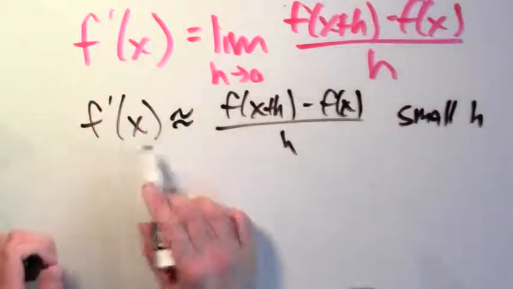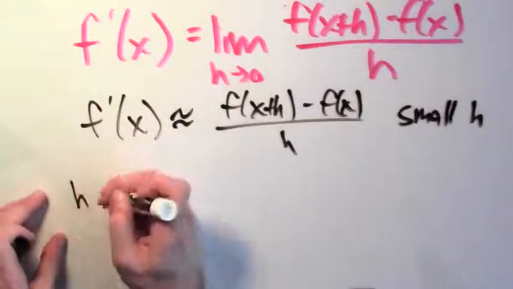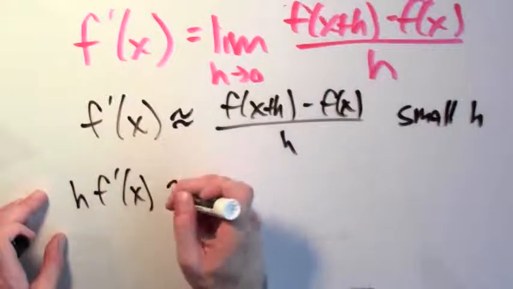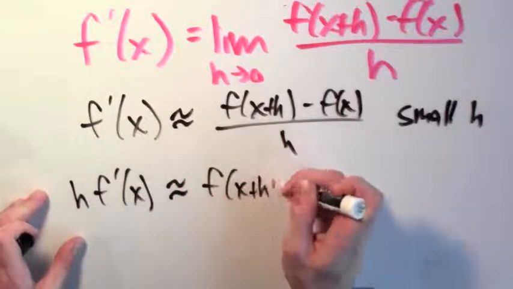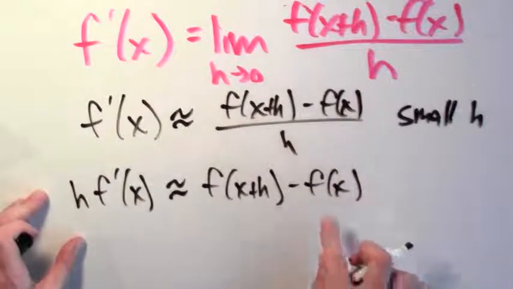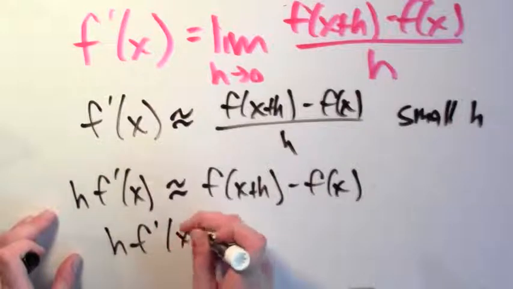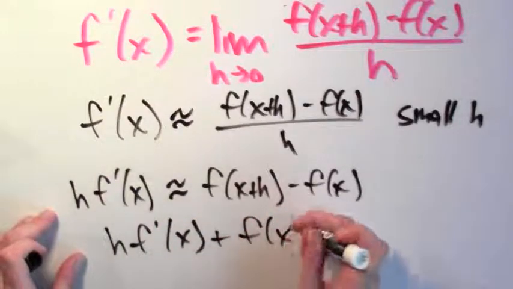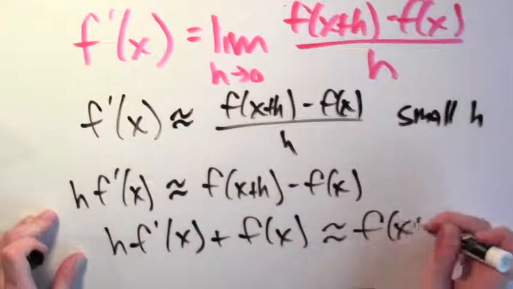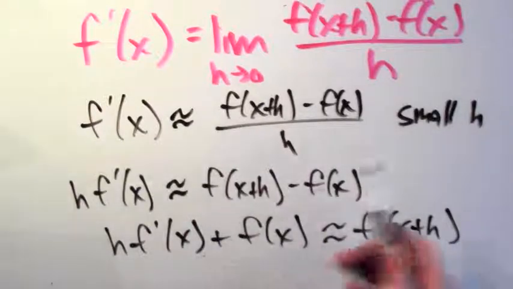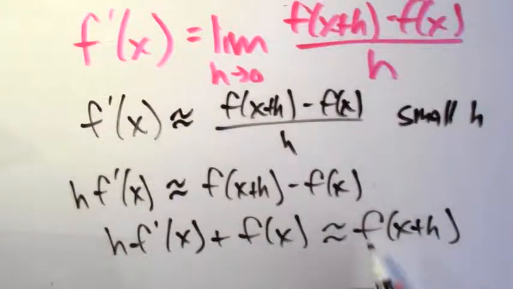Now I'll multiply both sides of this approximate equality by h, and I'll find that h times f prime of x should be approximately f of x plus h minus f of x. And then I'll add f of x to both sides, and what I'll get is that h times f prime of x plus f of x should be approximately f of x plus h. And that's the statement that we had before, right? That the value of the function at x plus h is approximately the value of the function at x plus something I'm getting from the derivative of f at x times how much I wiggle the input by.